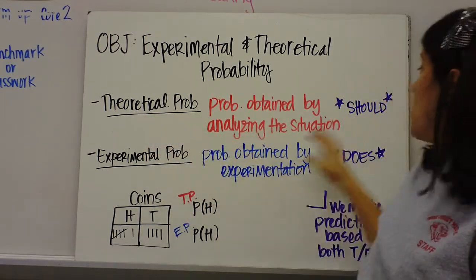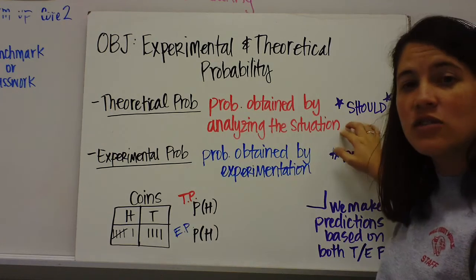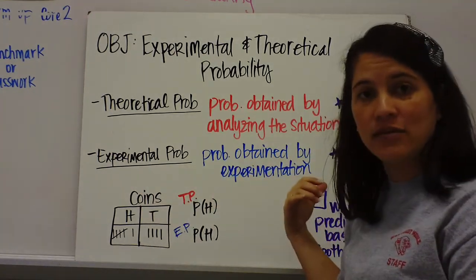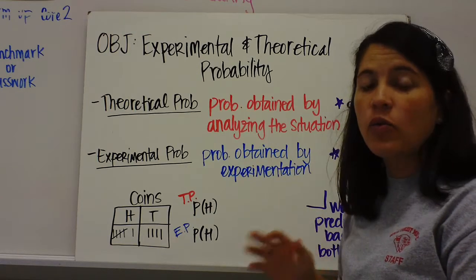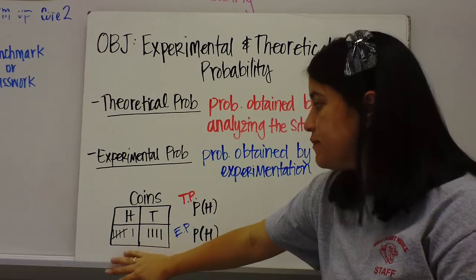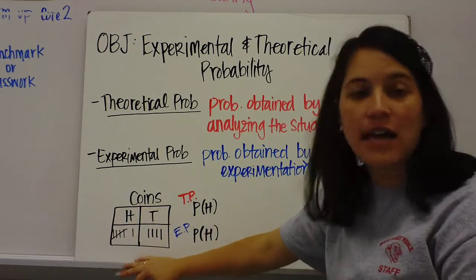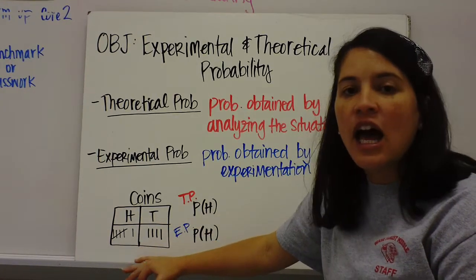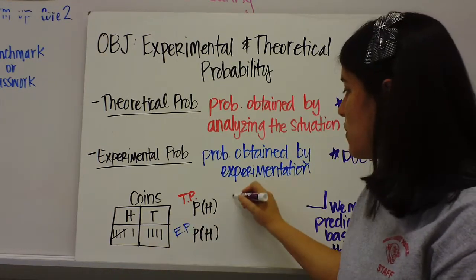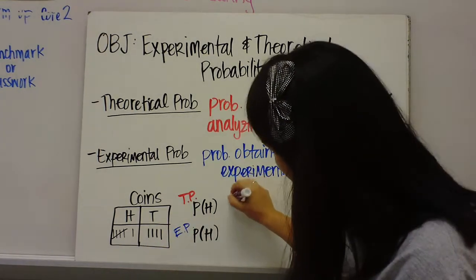Basically, theoretical is what should happen. Experimental probability is what actually does happen. So you actually do an experiment and you come up with some data. So for example, if I flipped a coin 10 times, the theoretical probability for me to get heads would be 1/2.